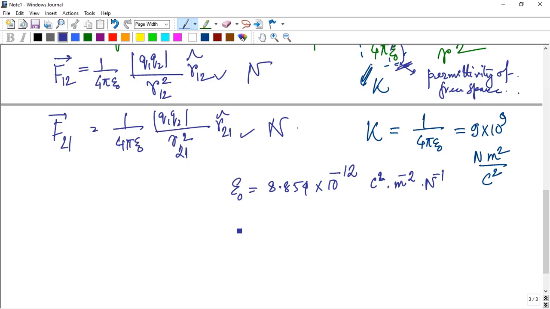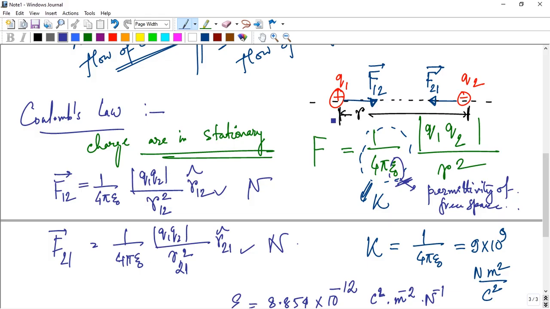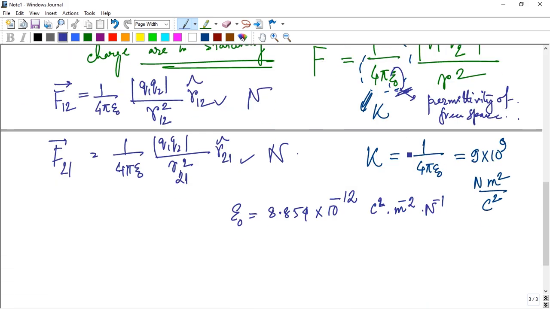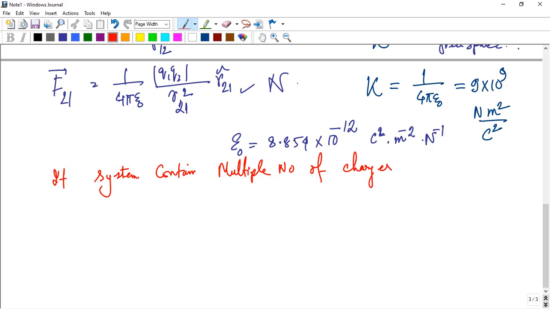Now another important topic is the principle of superposition. What is the principle of superposition? You see that there are two charges, Q1 and Q2. If there are more than two charges, if the system contains multiple charges, here we apply the superposition principle.